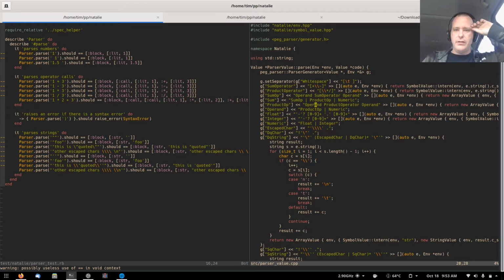Operand is product op or numeric. So let's just substitute this as a numeric, followed by the product operator, which is either multiply or divide, followed by another numeric, and product op, let's just go up the chain. Product op is in sum op here. I'm not sure what I'm missing. I would expect that a multiply would work.